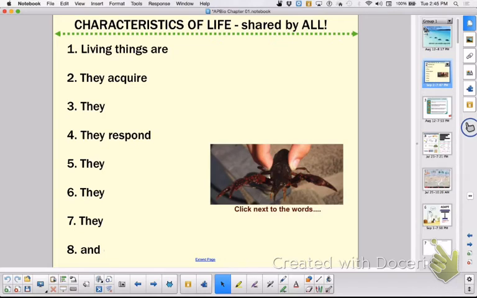Wait a second, I need to get some data on this experiment. Okay, here we go. Ready?